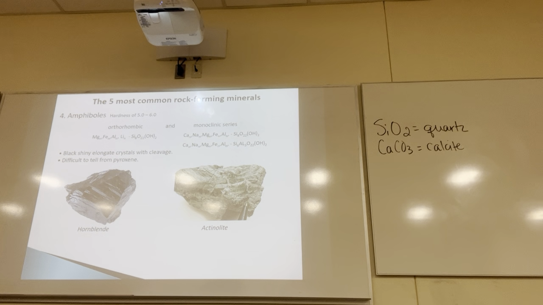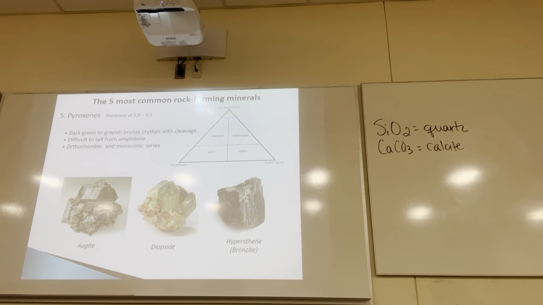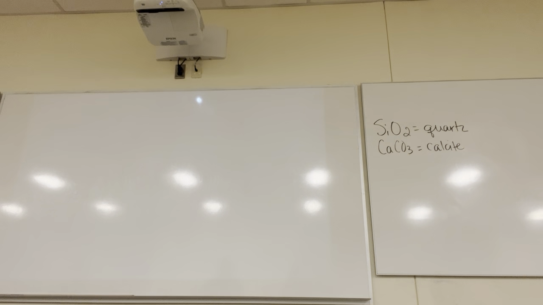Look at their hardness, 5 to 6.0. They come in orthorhombic or monoclinic. They're black in color. Here's pyroxenes, hardness of 5 to 6.5. Usually dark in color, like black or green. Hard to tell apart from amphiboles. Also come in monoclinic and orthorhombic crystal structure. So basically the same, right? Okay, so that is all I have for you tonight on our lecture on minerals.